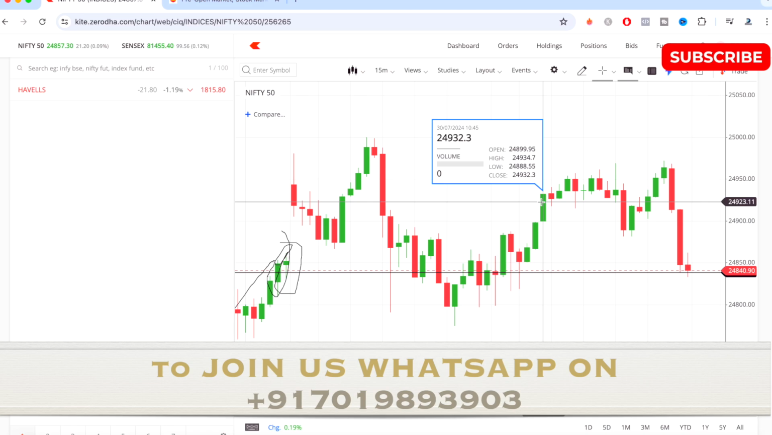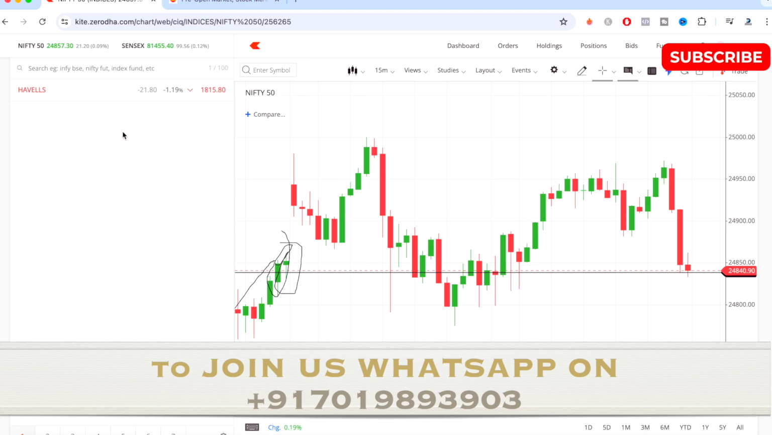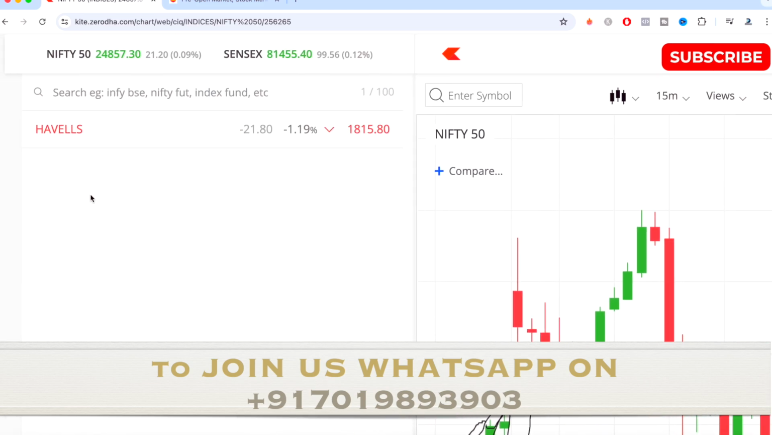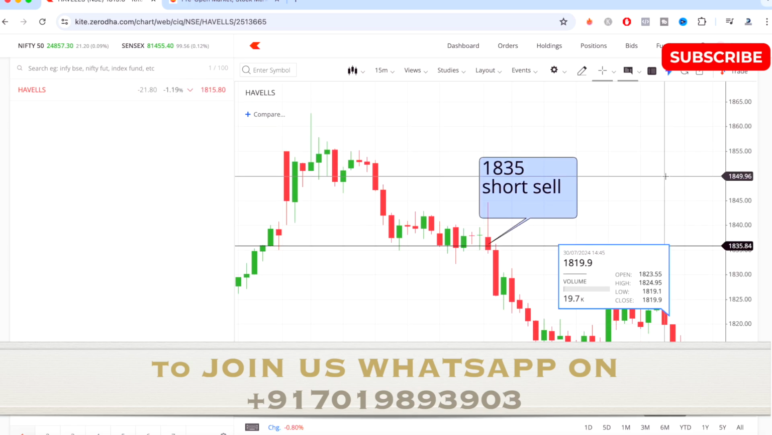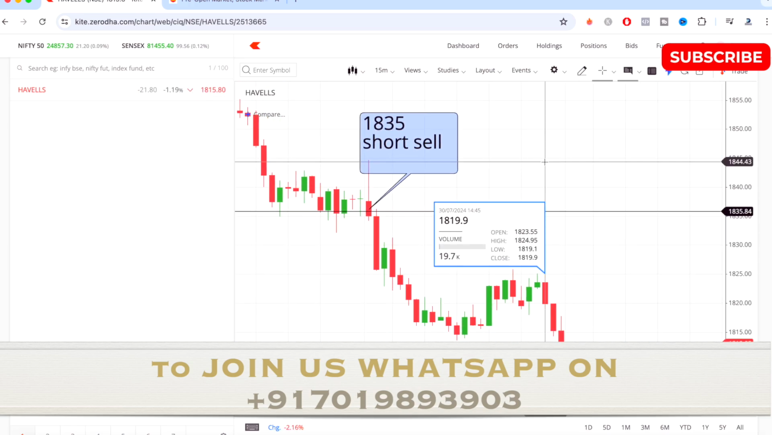This was a trade I made according to my study and strategy, without any indicator, in a simple way. Okay. So today the stock I observed is Havells. Let's talk about its entry point and exit point and everything, and I'll also be showing you the live clip as well.